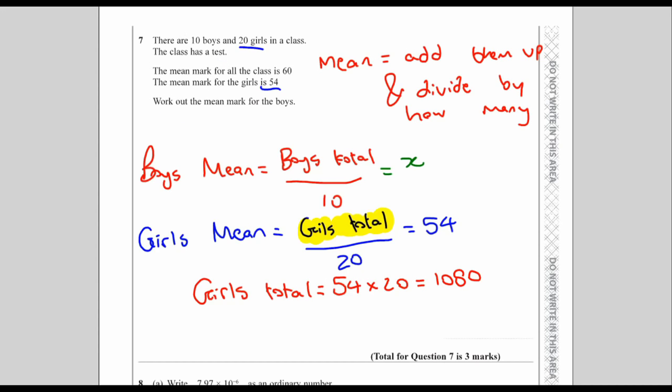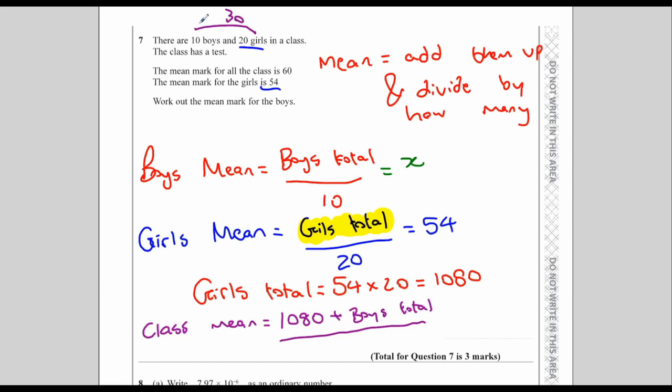Now total mean, so class mean equals, add them all up, so girls total plus boys total. So 1080 for the girls, and then boys total divided by how many there are. Well, there's 10 boys, 20 girls, that's 30. And that gives you the mean mark for the whole class of 60. So let's undo this equation, rearrange and find out the boys' total now.